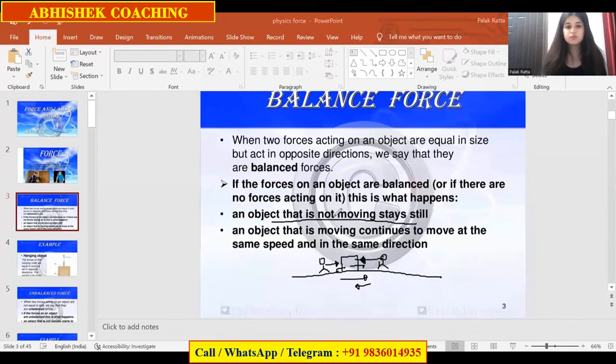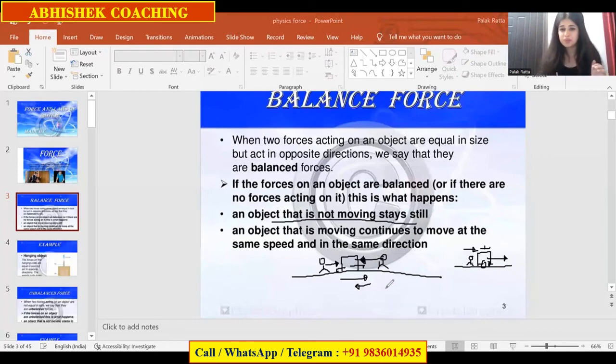Okay, and the next point is that an object that is moving continues to move at the same speed in the same direction. If there is an object and it is moving, and you apply force on it, the force will add to it, so the speed will increase.